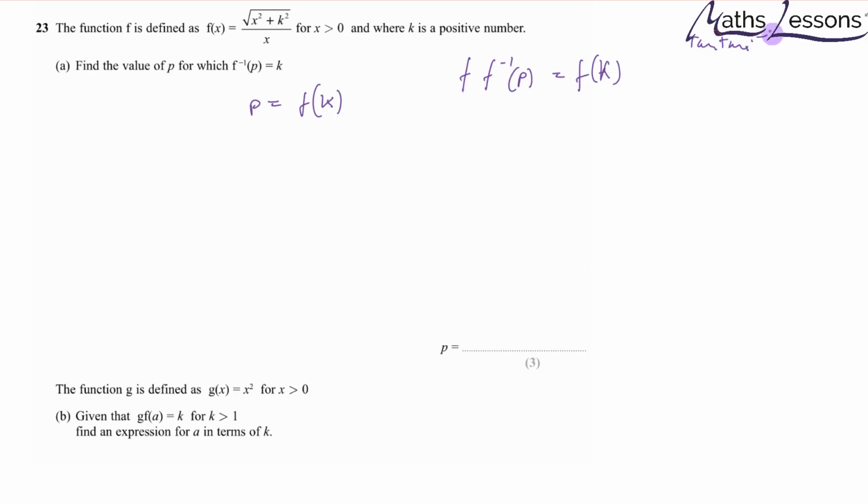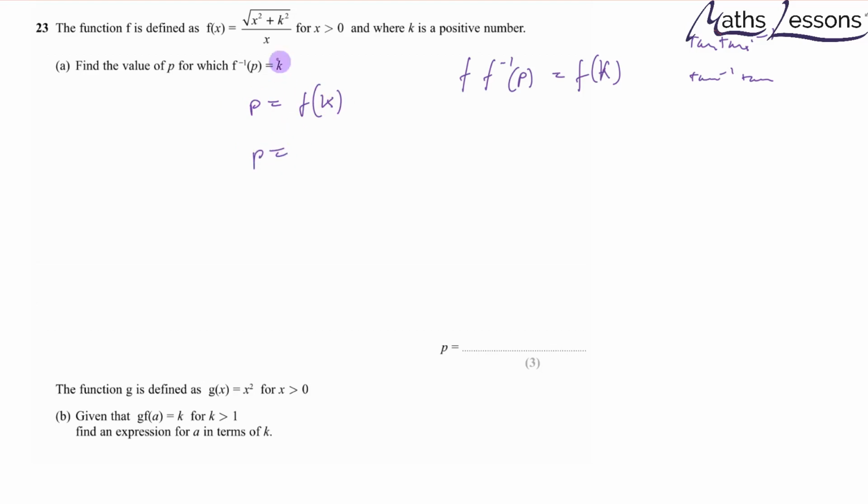Like tan of tan inverse, or tan inverse of tan. If you have inverse functions, they undo each other. You square root and then square, they cancel each other out. If you square then square root, they cancel each other out. And this suddenly becomes a much easier problem, because p equals f of k.